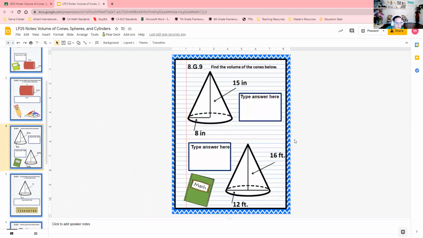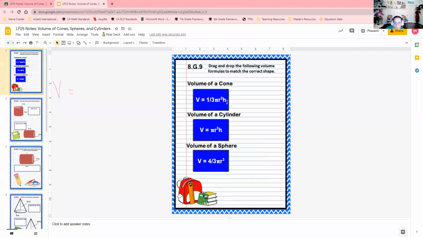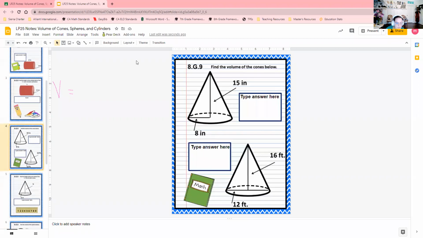We're going to do the same thing here. We're going to practice figuring out our cones. So remember the right equation. Volume is, go back to the first page if you need to check it. Cone, 1/3 of our cylinder. So 1/3 pi r squared h. Okay, we can replace pi. Remember that is 3.14.